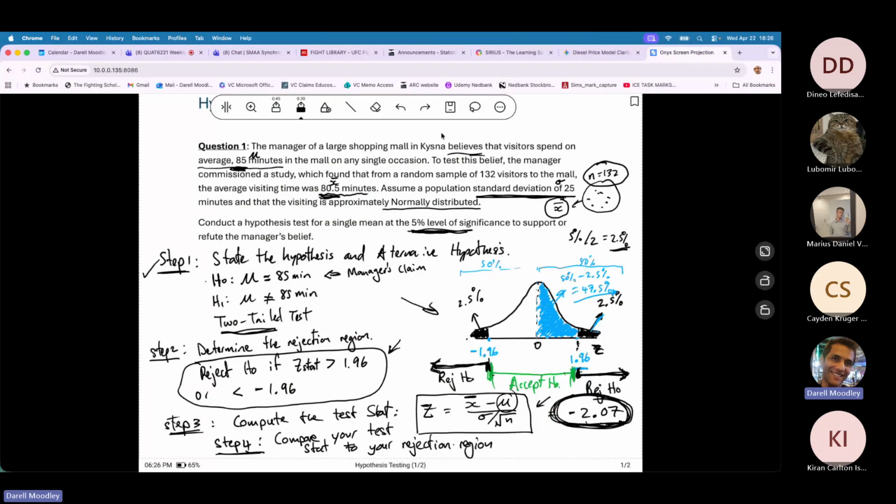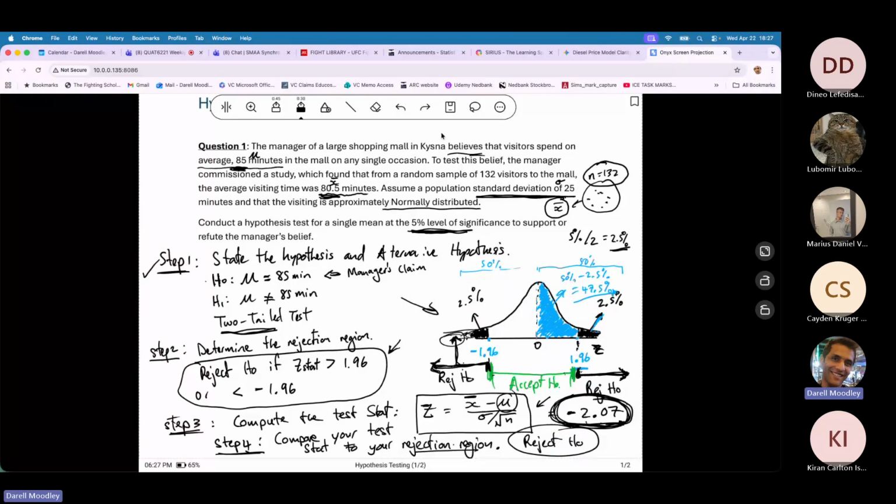So minus 2.07 is more negative than minus 1.96. So that means it's here. You don't have to be exact. You just need to know whether it's on the left of minus 1.96 or on the right. And we know it's somewhere here, so it is in the rejection region. Very good. So all you need to say in step 4 is that it is in the rejection region, so all you can just say is reject H naught. Because if it fell in the rejection region, that means you reject H naught.